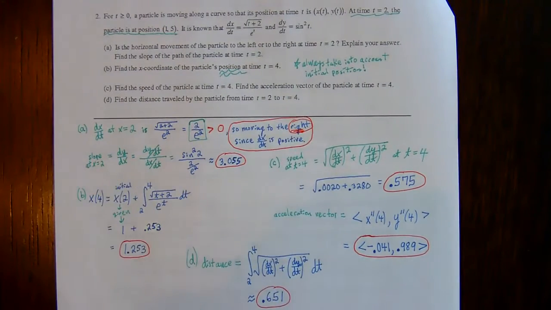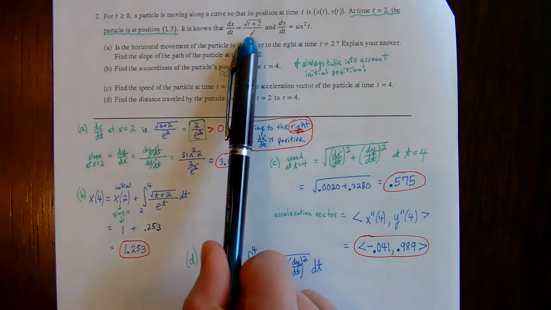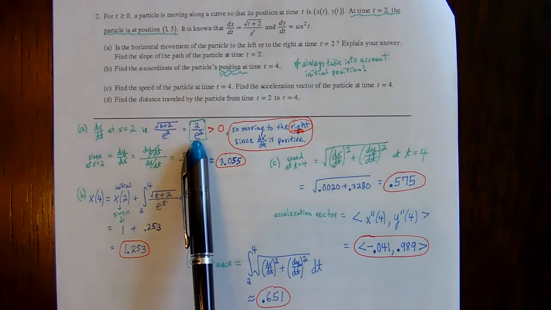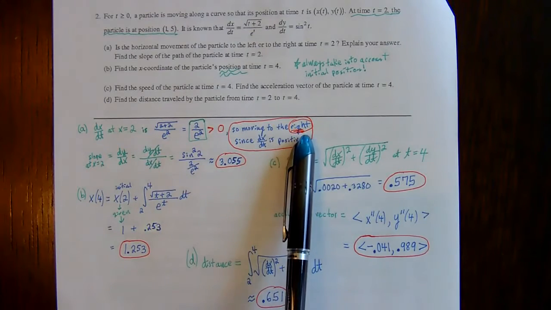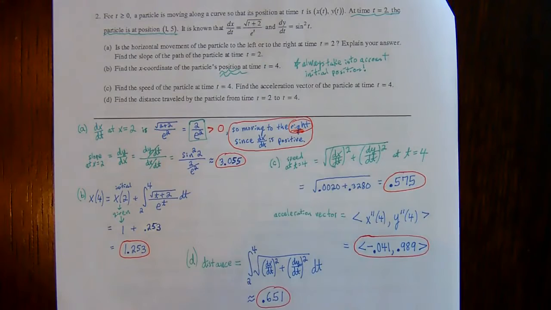And if you get a positive number, it's going to the right. If you get a negative number, it's going to the left. So all you've got to do is take the 2 and plug it in place for the t in the dx/dt. That's a positive number. So that means the particle is moving to the right. And then just stress: moving to the right since that dx/dt is positive.